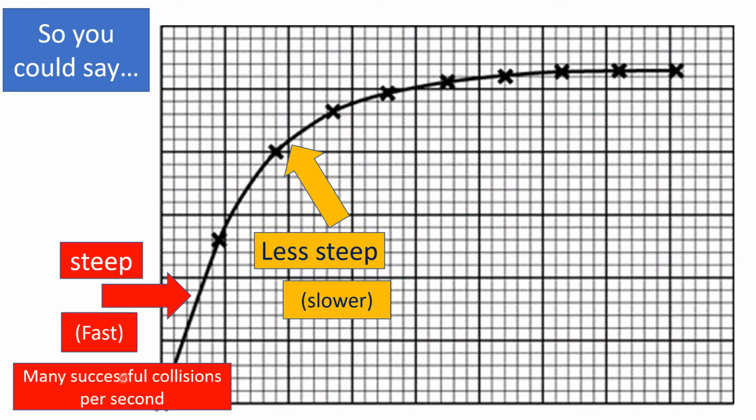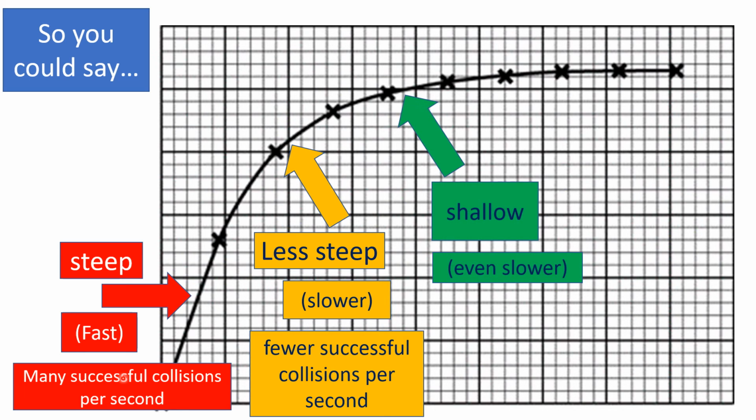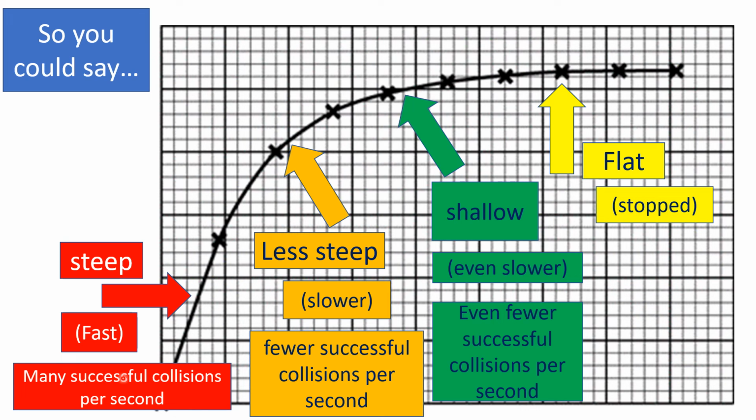Here we have a less steep line, so we have a slower reaction. Why is that? Well, we are having fewer successful collisions per second, or a lower rate of frequent successful collisions, or less frequent successful collisions. This one here, it's even more shallow, so it's even slower. It is still reacting, we are still getting some collisions, but they are less per second. And here we have a flat line, which means the reaction stopped.